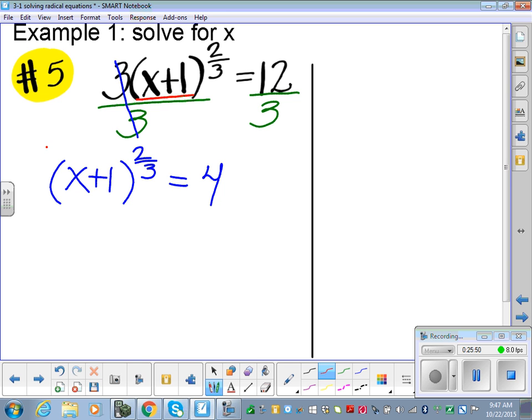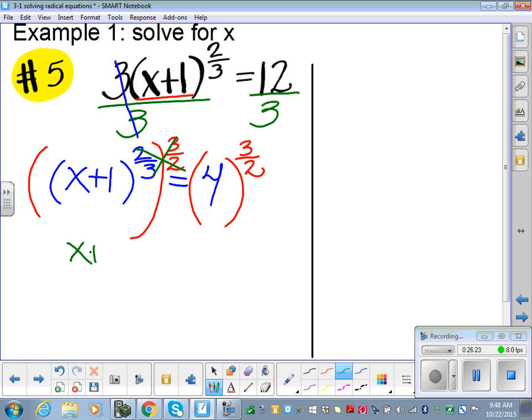So we're going to raise both sides to the reciprocal power. I'm going to raise this side and this side to the reciprocal power of the root. So what's the reciprocal of 2 over 3? 3 over 2. Very good. So raise both sides to the 3 over 2. Once again, guys, when we raise a power to a power, we multiply the powers, right? So we get 6 over 6, which is 1. So these cancel out, leaving us with x plus 1. Does everybody understand? Which is equal to 4 raised to the 3/2 power.